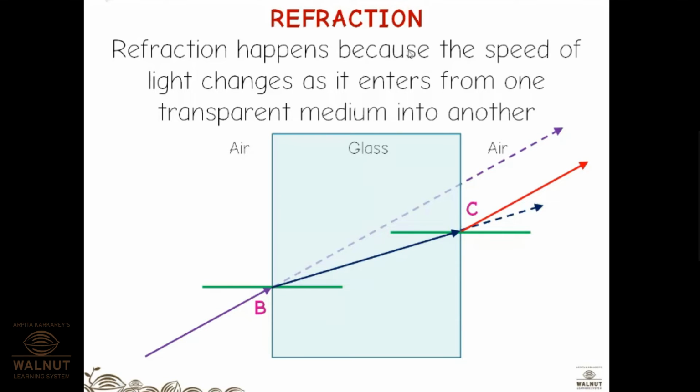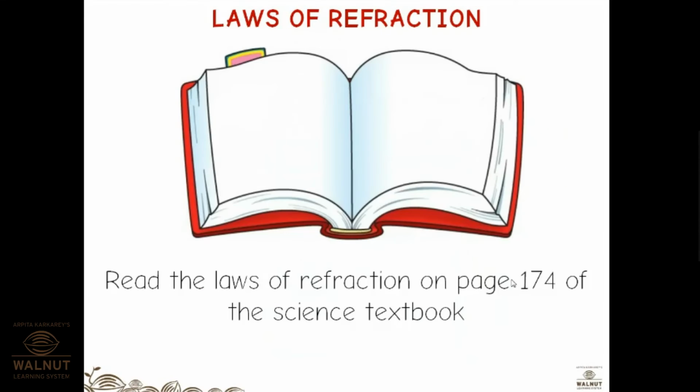Okay, so refraction happens because the speed of light changes as it enters from one transparent medium to another transparent medium. Why will refraction happen? It is written very clearly that because the speed of the light will change, right? Because it has to enter some denser medium. As you know, air and glass are both different media, isn't it? Glass is the denser medium. So what will happen to the speed of light? It will slow down. So the speed of light will change as it is entering from one medium to another transparent medium. Right? So that is why this refraction phenomenon will happen.